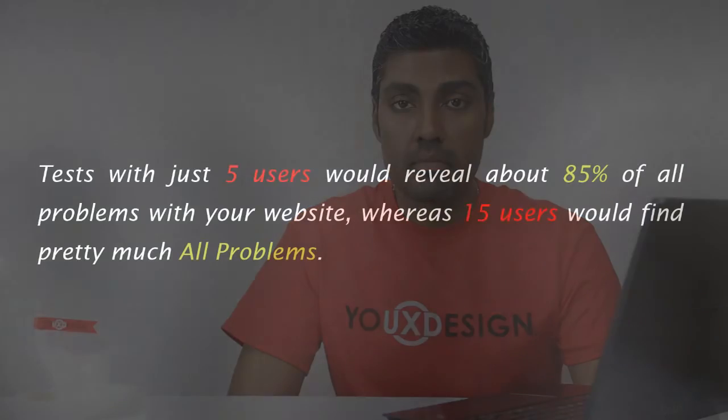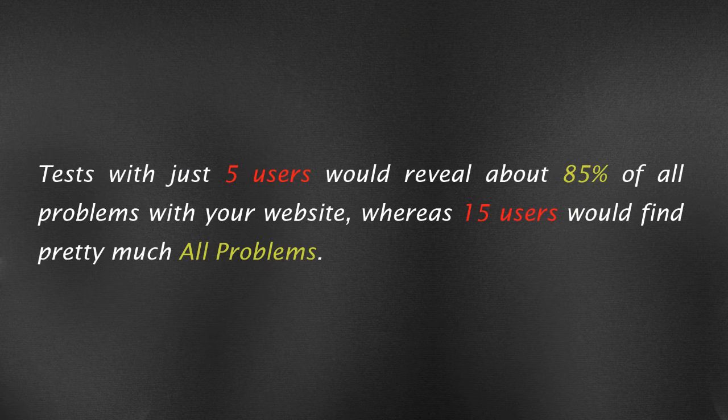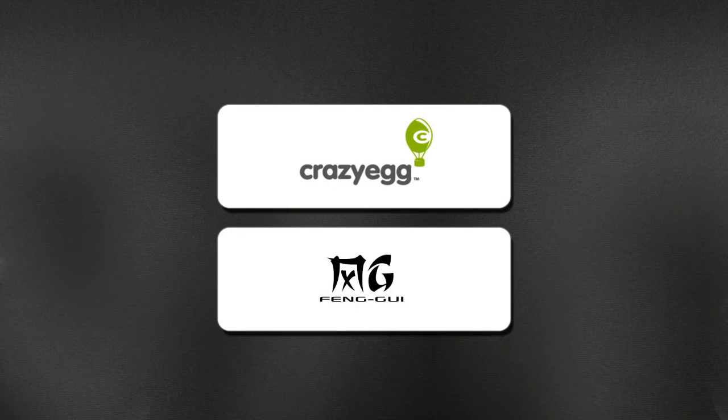Jakob Nielsen's study on usability testing found that tests with just 5 users would reveal 85% of the problems with your website, whereas 15 users would find pretty much all the problems. I use Crazy Egg and Feng-GUI for usability testing. Feng-GUI is very useful when you have a sprint task with very limited time where you need to submit your deliverables quickly, and you can use Crazy Egg for your ongoing process.